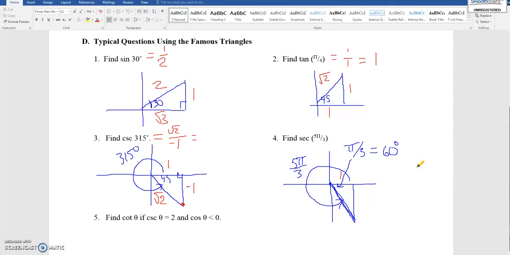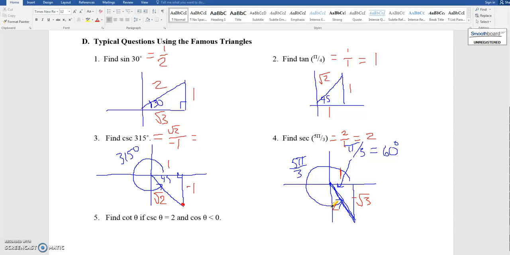We know this would be a side length of 1. This would be a side length of square root of 3, and this would be a side length of 2. Again, it's in that fourth quadrant, so this is going to be -√3 for that y value. I want to find secant of 5 pi over 3, which means I consider cosine. Cosine of that angle is, the adjacent is 1, hypotenuse is 2, so cosine of this would be 1/2. I need to take the reciprocal, so my answer would be 2 over 1, or just 2.